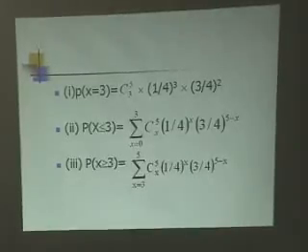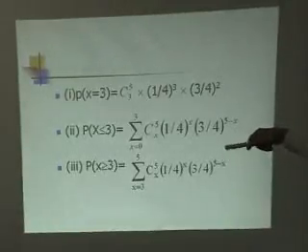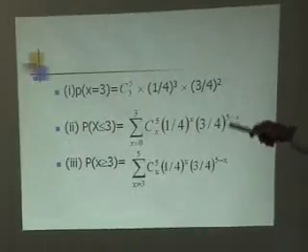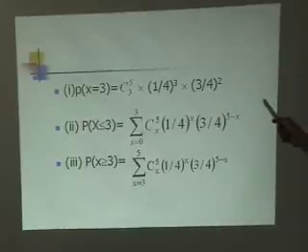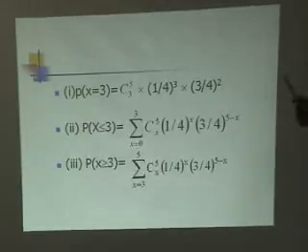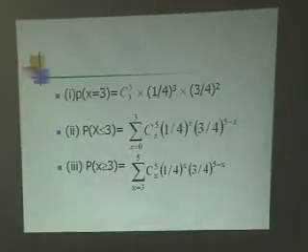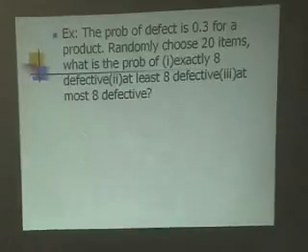Okay. So combination 20 and 8, right? Among 20, there are a total of 20, and you want to get 8 out of it. Okay, number 8. And that is 0.3 to the 8th power, and 0.7 to the 12th power. Okay? What about the second question?